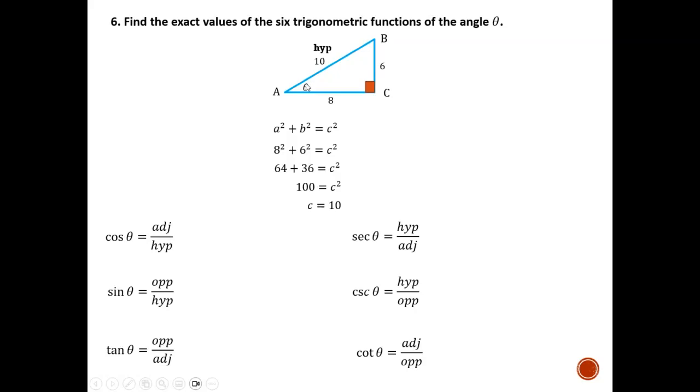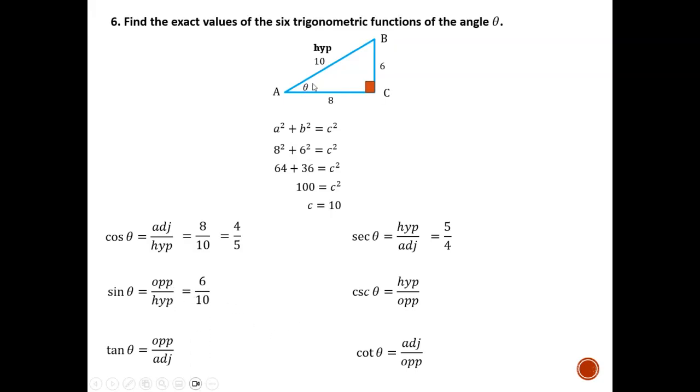So now we're going to go ahead and fill in. Here's our theta. Fill in the values to get the values for our 6 trig functions. Okay, cosine, adjacent over hypotenuse. Adjacent, that'd be 8 over hypotenuse, which is 10. Always reduce fractions. 8 over 10 reduces to 4 over 5. So cosine of theta is 4/5. Knowing that, we can easily get secant. We just take the reciprocal or flip these numbers, and it's 5 over 4.